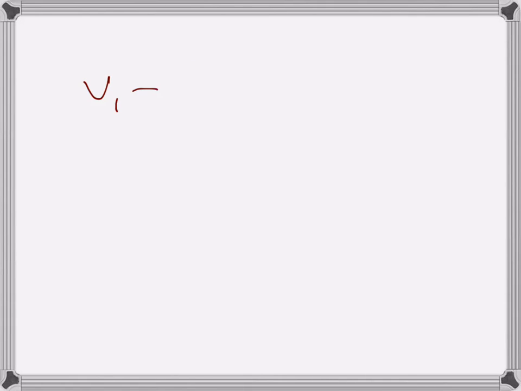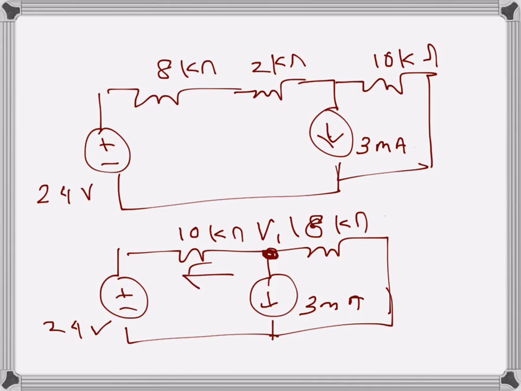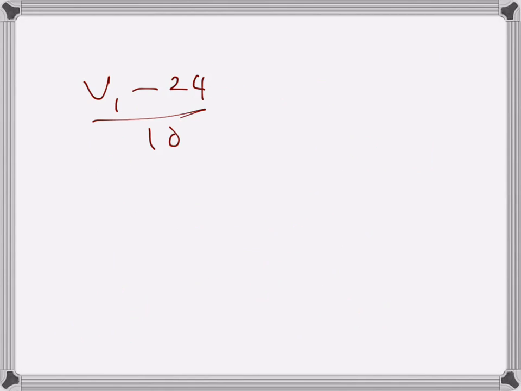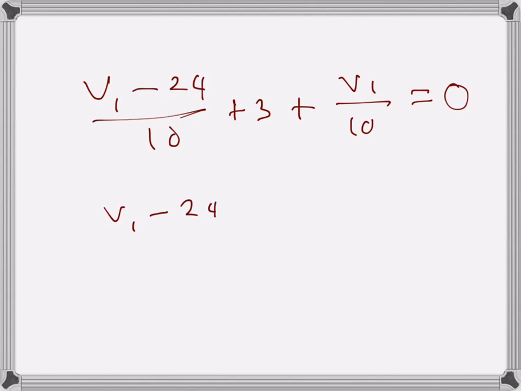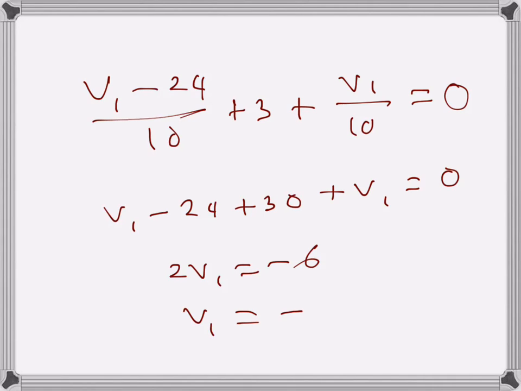V1 minus 24 over 10 is the current going in this direction. Then the downwards current is 3 milliamps. I'm writing all the outgoing currents, plus V1 over 10, is equal to 0. So the sum of three outgoing currents: V1 minus 24 plus 30, multiplying both sides by 10, plus V1 is equal to 0. So 2V1 will be minus 6, so V1 will be minus 3 volts.